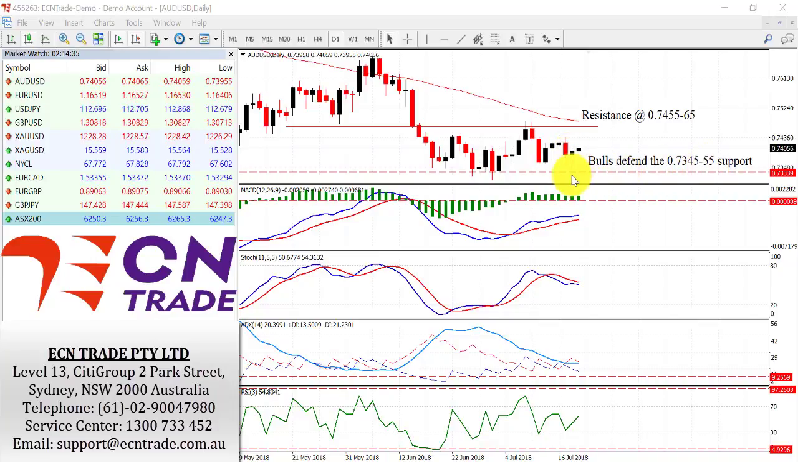So I'm looking again to short this market towards the level of 74.55-65 and take profit, nearly 100 points lower at 73.45, and reassess from there.